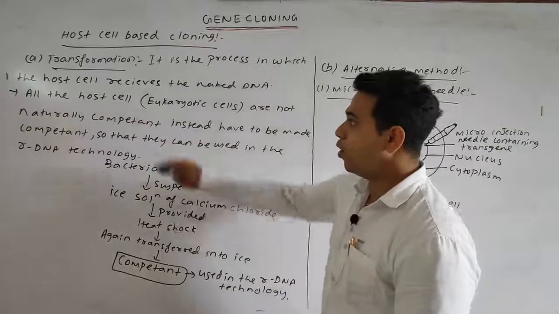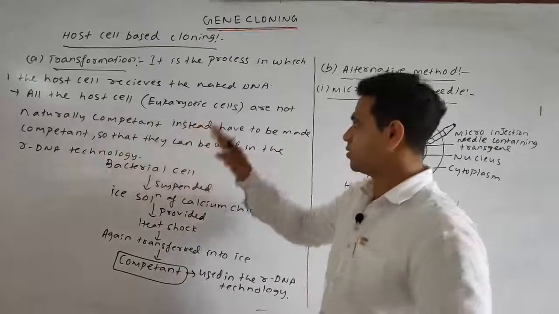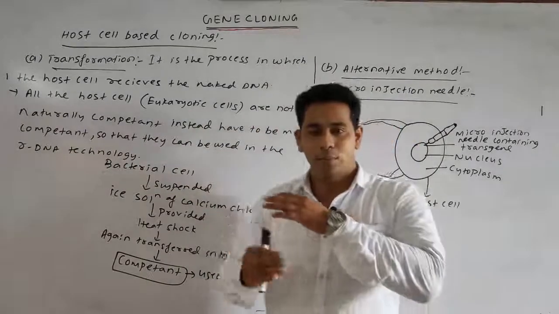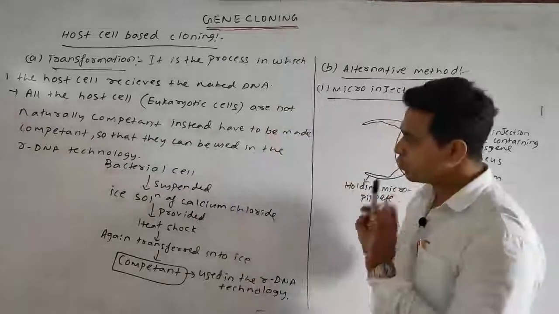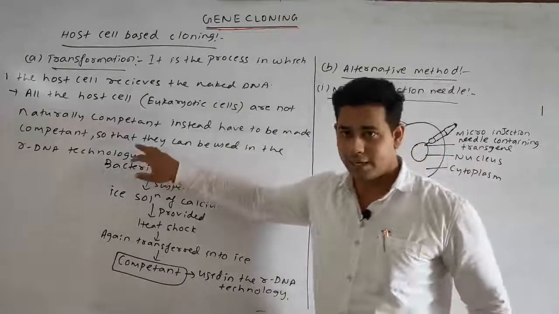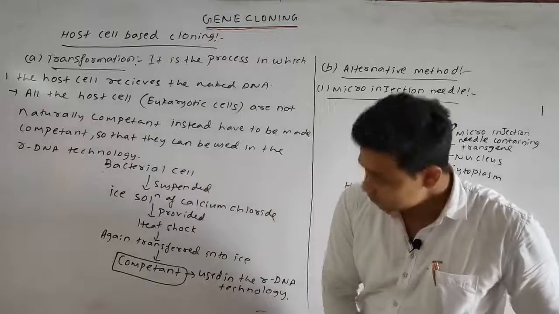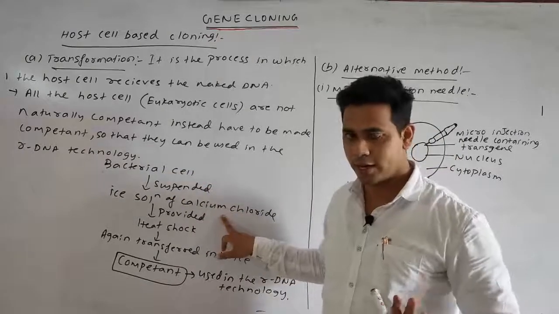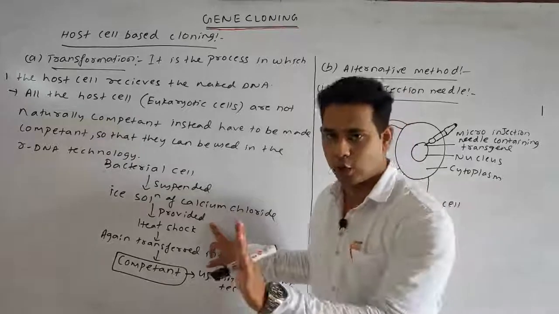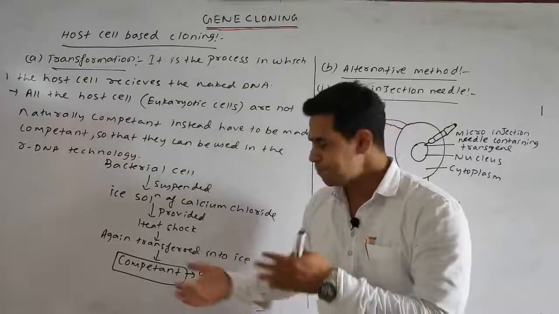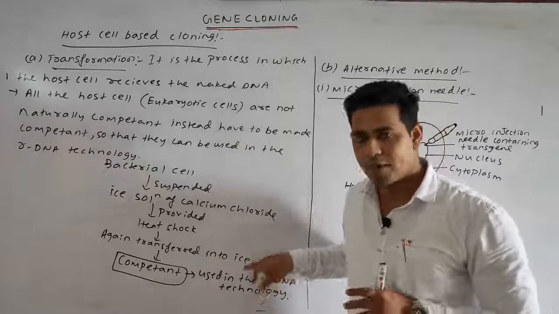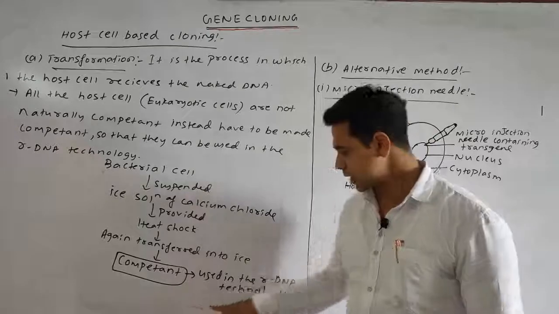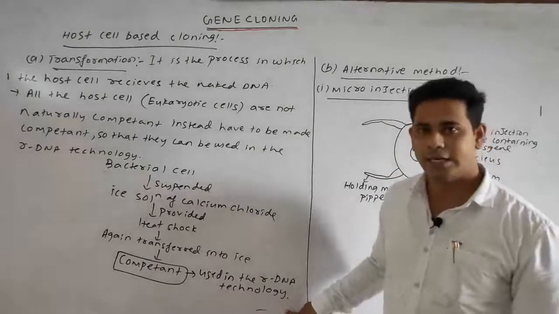So transformation is the process in which the host cell receives the naked DNA, and all the host cells, or the eukaryotic cells, general plant cells or animal cells, are not naturally competent. Instead, we have to make them competent. So what is done? First, the bacterial cells are suspended in the ice solution of calcium chloride. Next, heat shock is provided, and again it is transferred into ice, by which the host cell becomes fully competent so that it can be used in the rDNA technology.